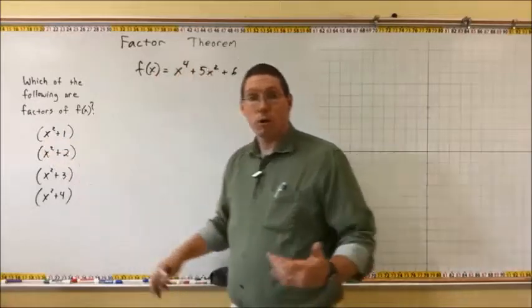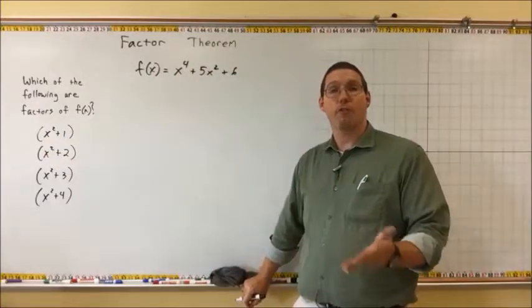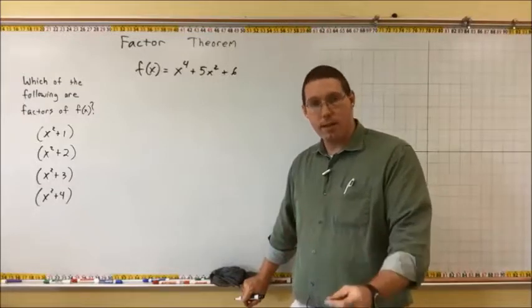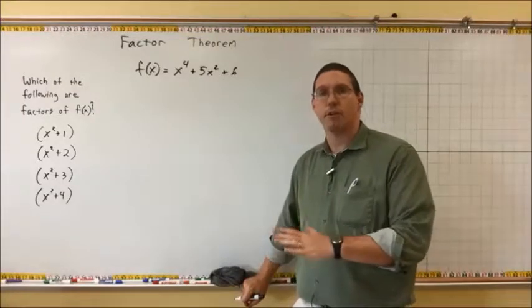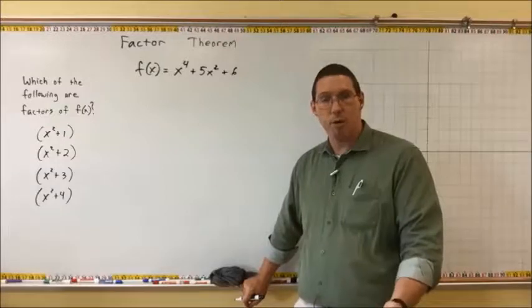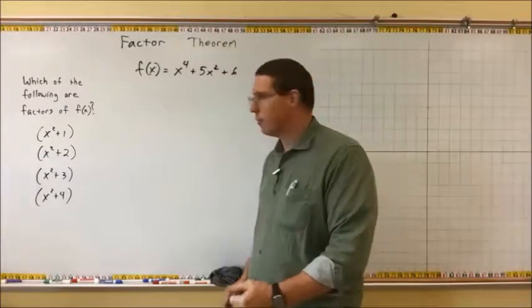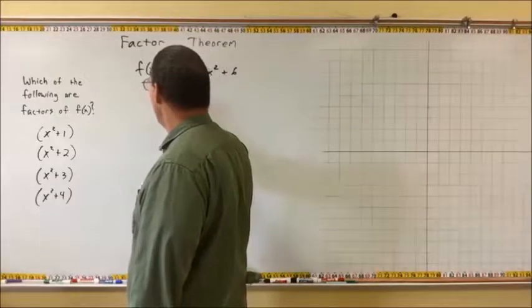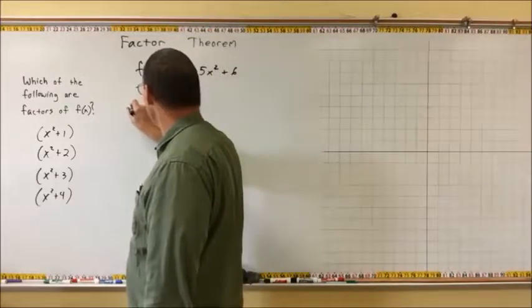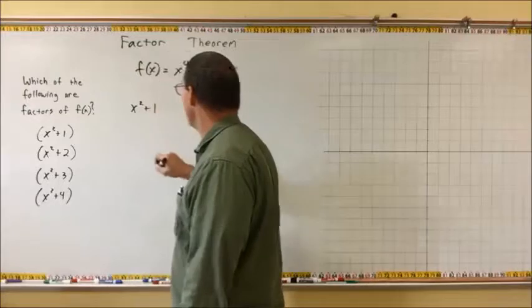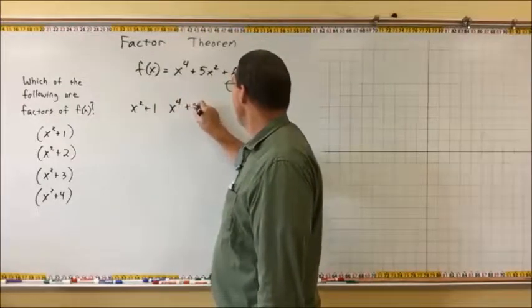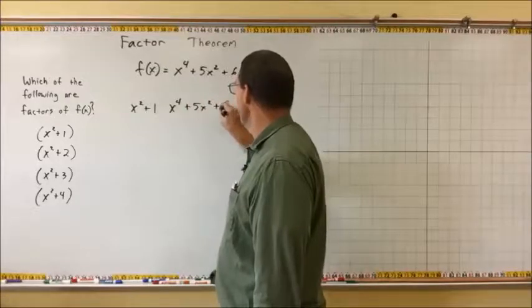Remember, our goal here is to find out whether, after division, the remainder is 0. If the remainder is 0, it is a factor. If the remainder is not 0, it is not a factor. Okay? So let's start with x squared plus 1. We're going to divide x squared plus 1 into x to the fourth plus 5x squared plus 6.